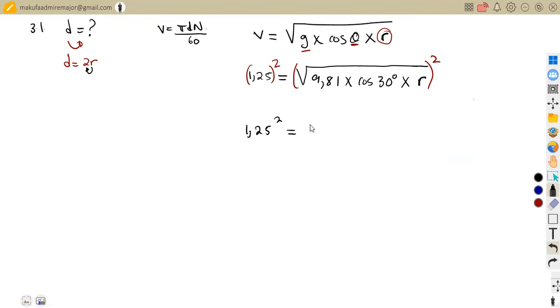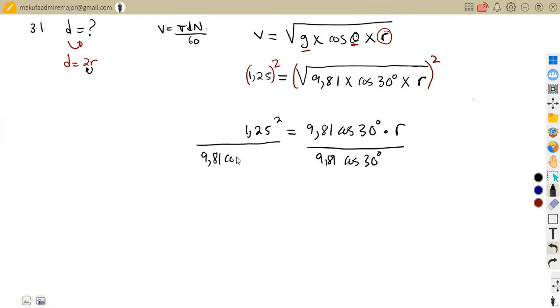So we are going to be left with the 9.81, this part as it is under the square root, 9.81, the cosine of 30 degrees, times the radius. So in order for us to find the radius, we are going to divide by this part here since we are multiplying. So we are going to remove this by dividing by 9.81, the cosine of 30 degrees, on both sides. So that is what you are supposed to have to obtain the radius in this case.